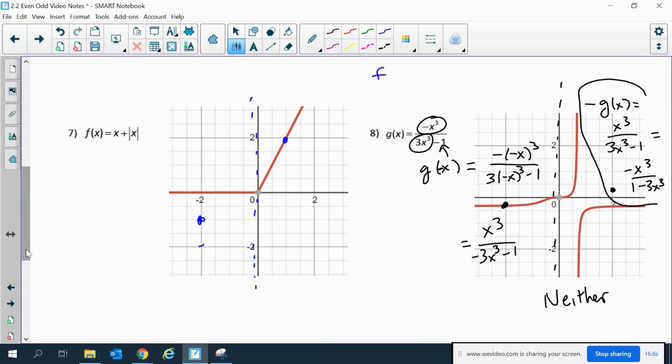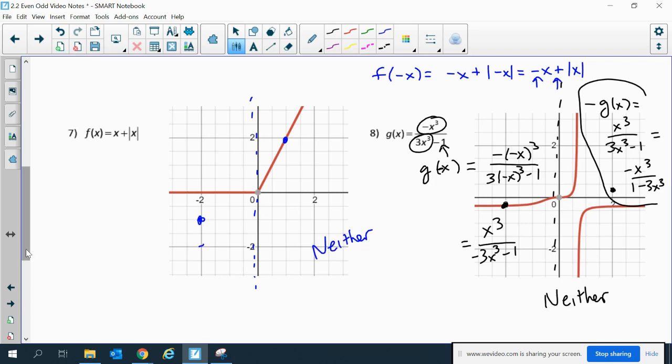Let's look at it from an algebraic perspective real fast. Negative x plus the absolute value of negative x is equal to negative x plus the absolute value of x. And that is not the opposite, because both of these would have to be negatives. And it's not the same because it's clearly not the same. So that means both of these functions at the bottom are neither even nor odd.